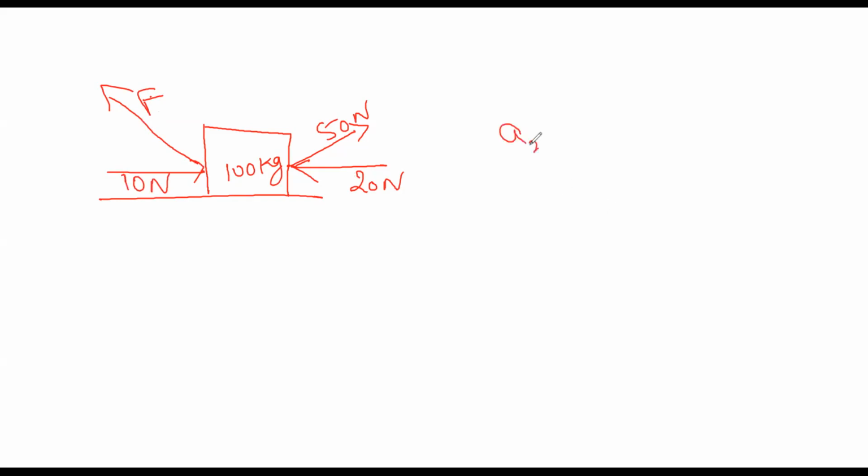If acceleration in x is 0.1 meters per second square, find what is the force F. It is just the reverse of the previous question. Previously they gave the force and asked for acceleration. Now they gave acceleration and we have to find the force. Actually, I have given only 2 forces for this, just because we know the concept, right?